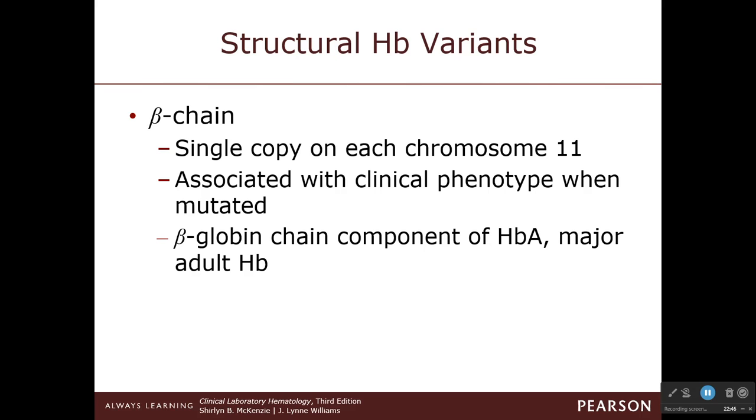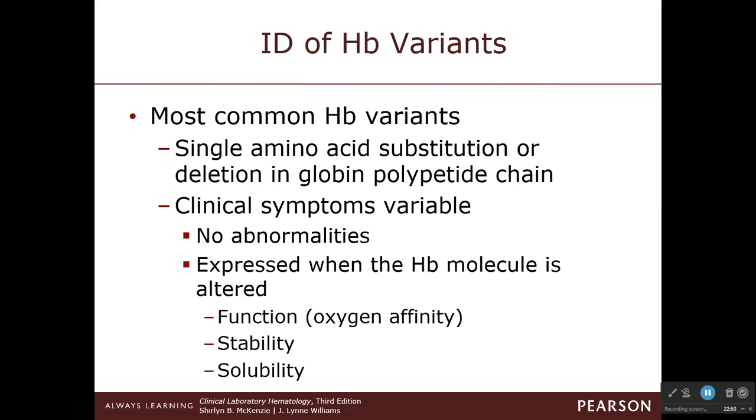And we know that beta is the common globin chain of hemoglobin A. All right. Single amino acid substitutions or deletions is usually our problem. The clinical symptoms vary. It just depends. They can go from no abnormalities and no problems to basically altered function of the hemoglobin.